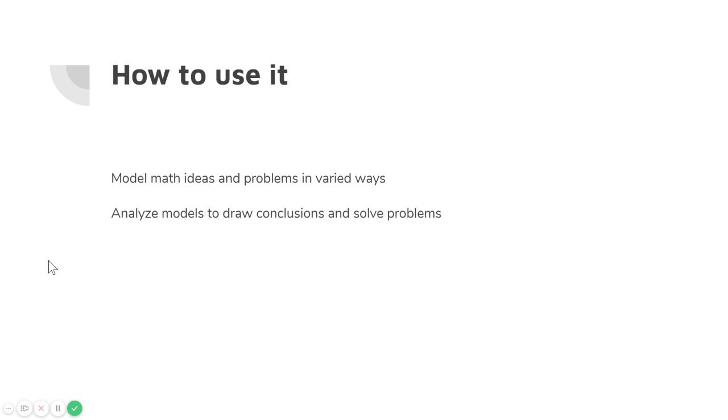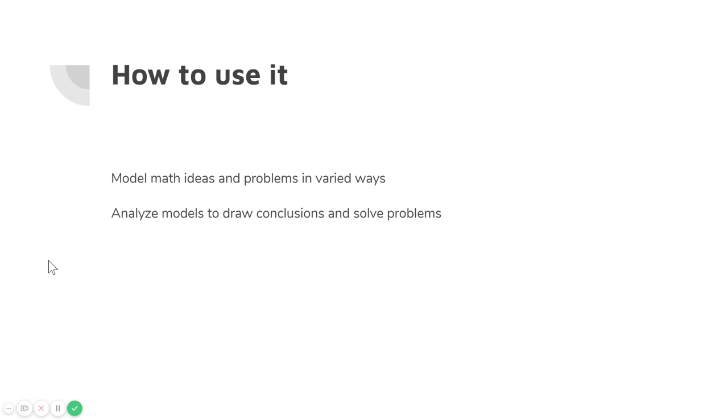So how do we use it? We model mathematic ideas and problems in a variety of ways. We draw a picture, we make a diagram, we do the bar model, we do the standard algorithm, we do the area model. There's lots of different models that we can do to break things down. Some are pictorial and some are numerical. Either way is okay, but we do need to help them understand how to model that.